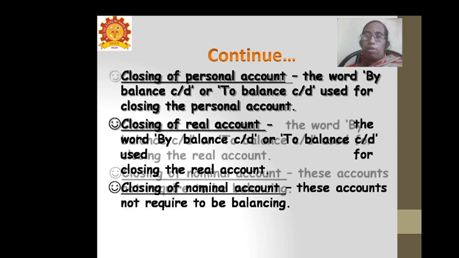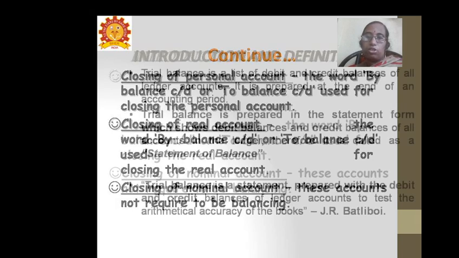For this we use the words "By balance c/d", carried down. If it is a debit side balance, you have to write "To balance c/d", which is called carried down. And when it is a credit side balance, it is "By balance c/d", used for closing the personal account. When we close the real account, it is the same way: the words "By balance carried down" and "To balance carried down". From this we are able to close the accounts and make the balance.